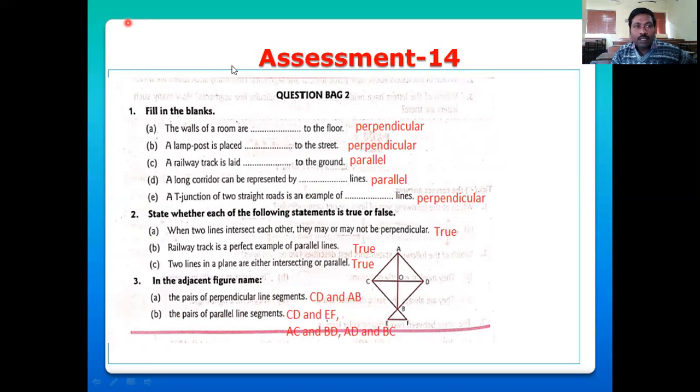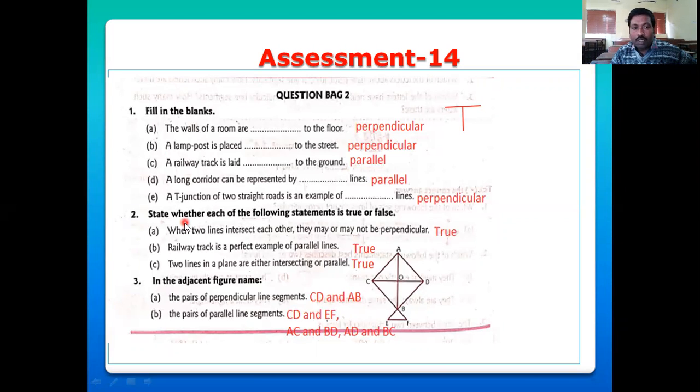T junction. What is the meaning of T junction? So T junction means, suppose this is the junction, here we see they are perpendicular to each other. Yeah, this makes an angle of 90 degrees. This is the 90-degree angle. So in the T shape, we see that they are perpendicular to each other.